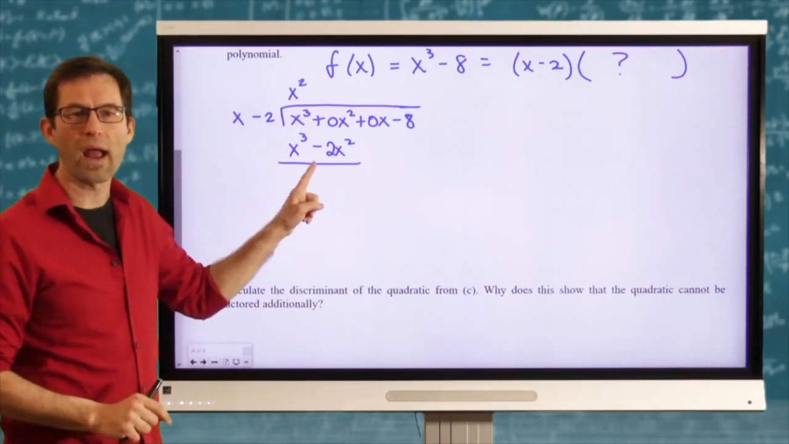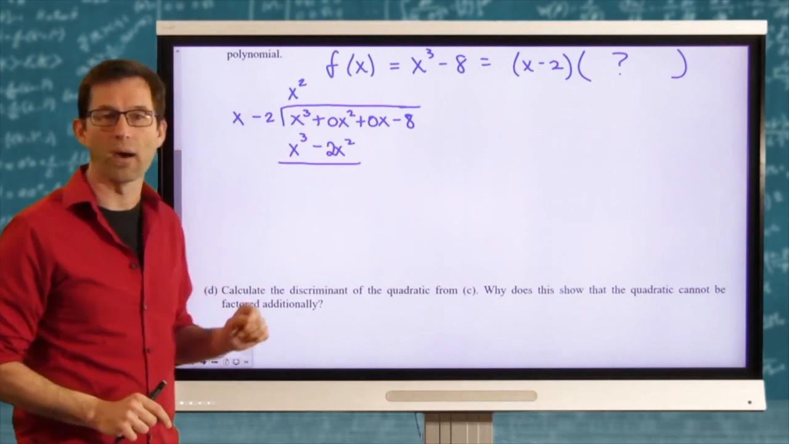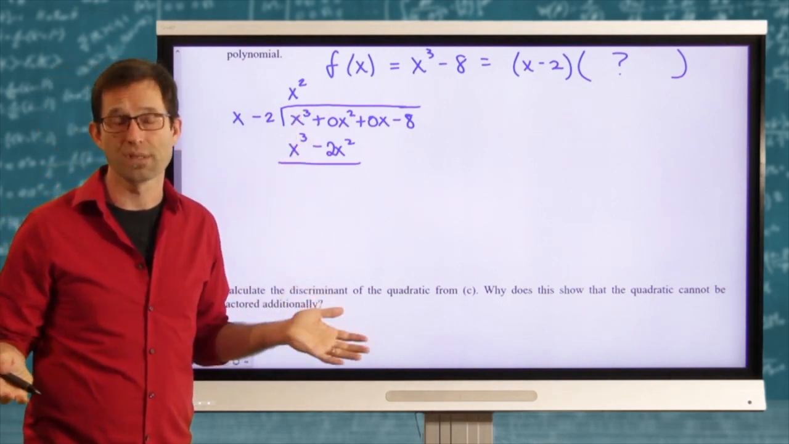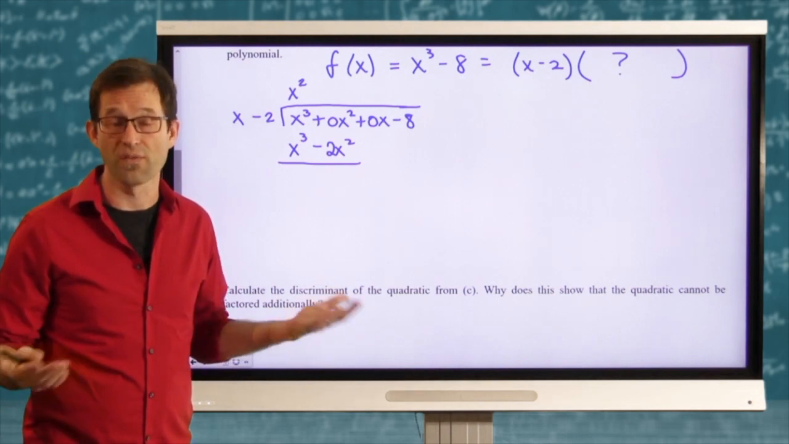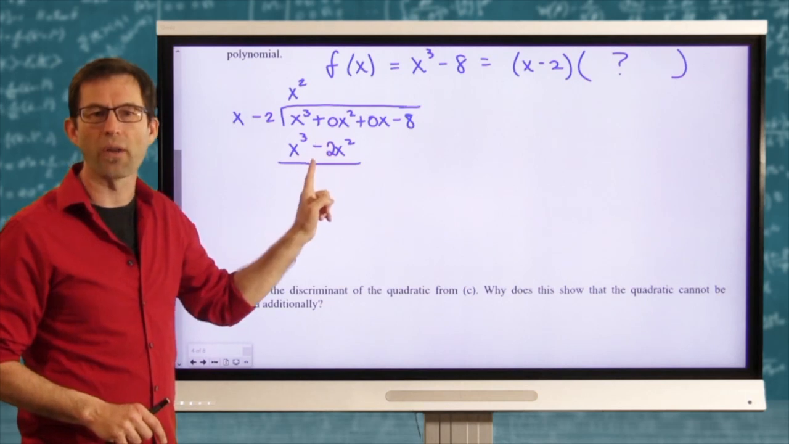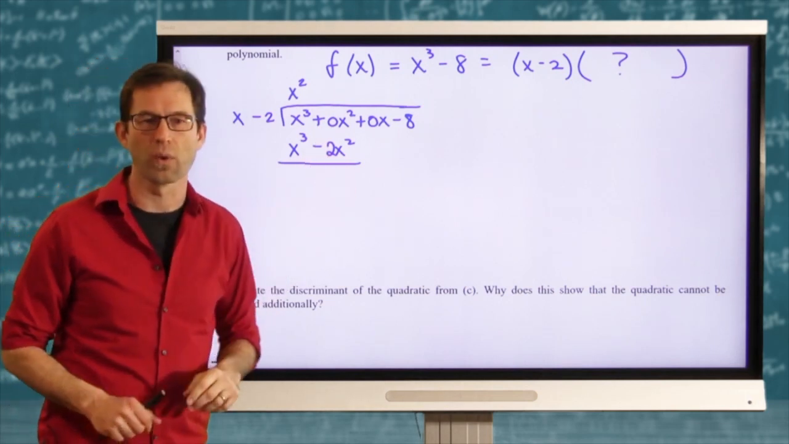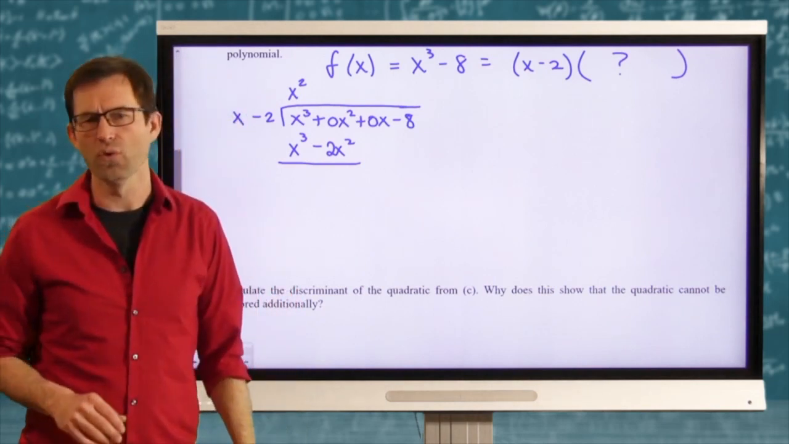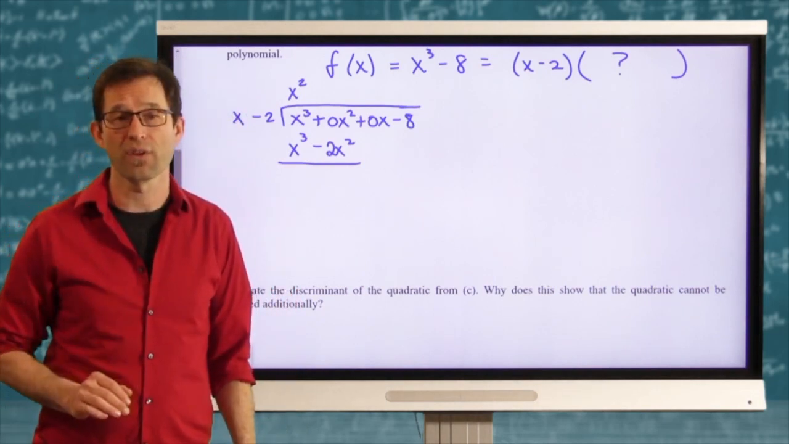Now, I want to subtract this from this, but I have to watch out. Doing x cubed minus x cubed is simple. Nobody's going to make a mistake there. The whole point is that they get knocked out. They go to 0. But now I have to do 0x squared minus negative 2x squared. And of course, a lot of people get that wrong because they do 0 minus negative 2 and they get negative 2. That's not the case.